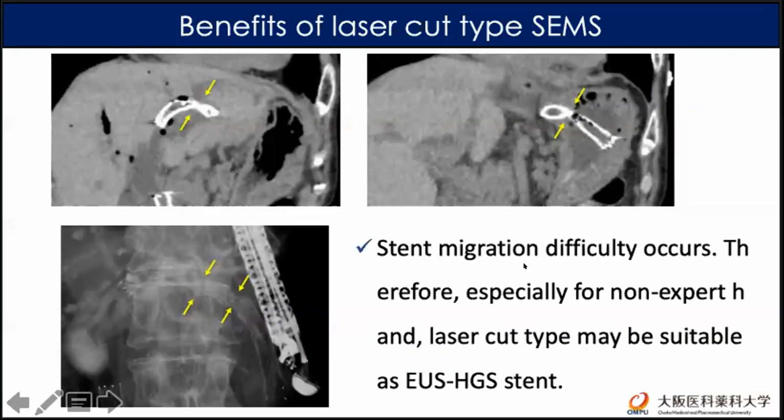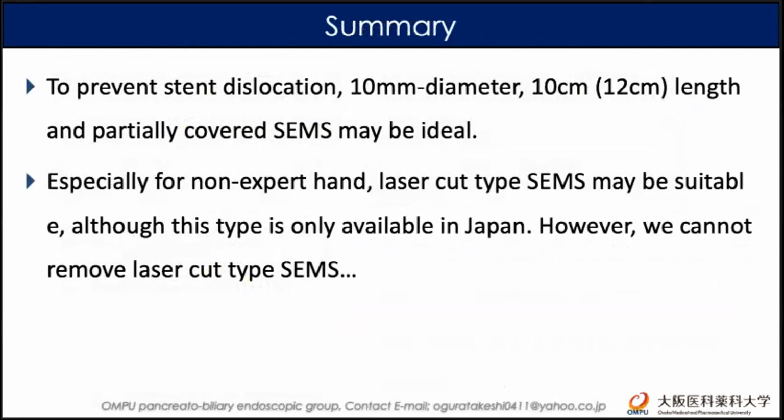These pictures show the benefits of the laser cut type self-expandable metal stent. Due to the deeper notch, stent migration rarely occurs. Therefore, especially for non-expert hands, the laser cut type may be suitable as an EUS-HGS stent. To summarize, to prevent dislocation, a 10 mm diameter, 10 cm or 12 cm length, partially covered self-expandable metal stent may be ideal. Especially for non-expert hands, the laser cut type self-expandable metal stent may be suitable. Also, this type is only available in Japan, maybe. However, we cannot remove the laser cut type self-expandable metal stent. This is a disadvantage of the laser cut type.